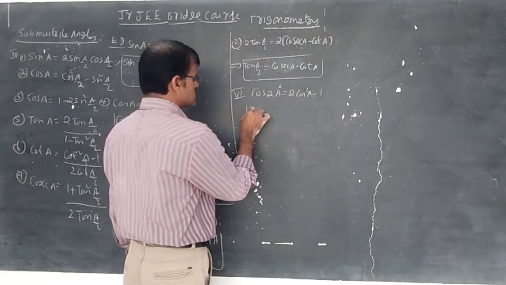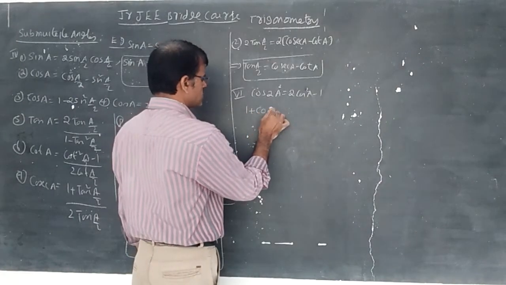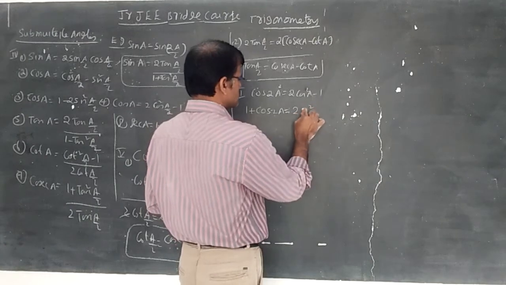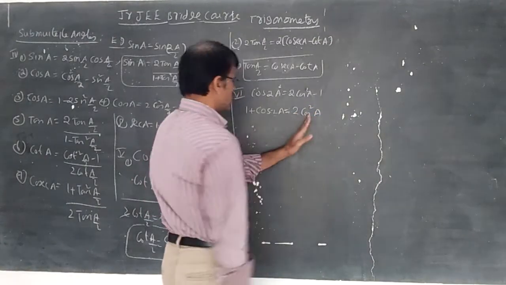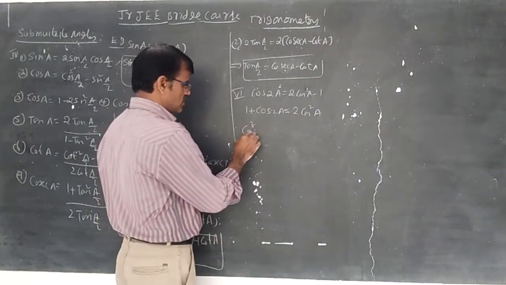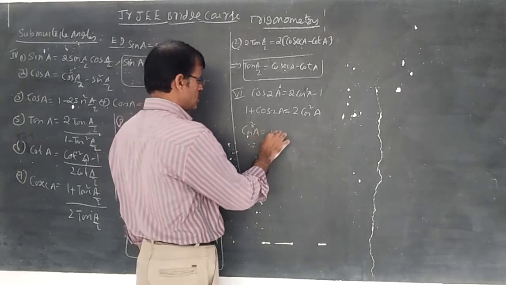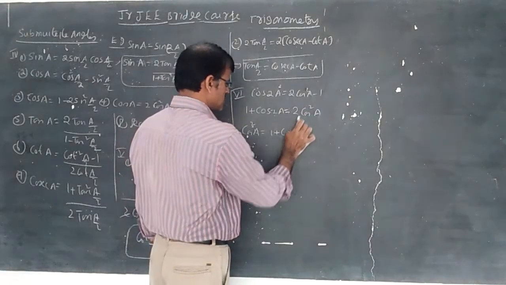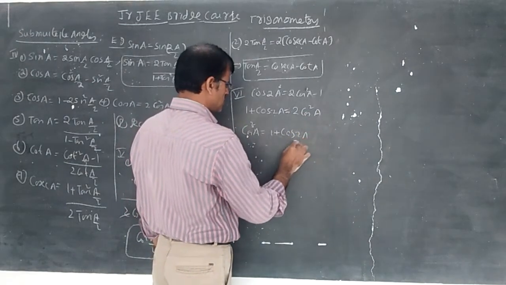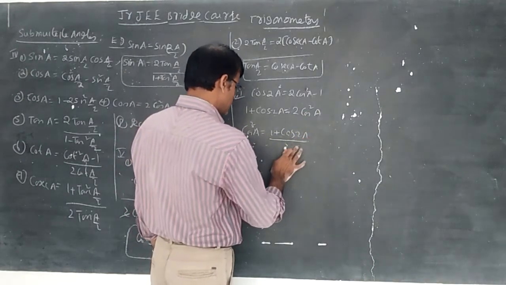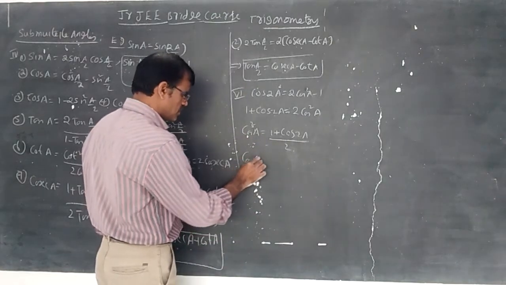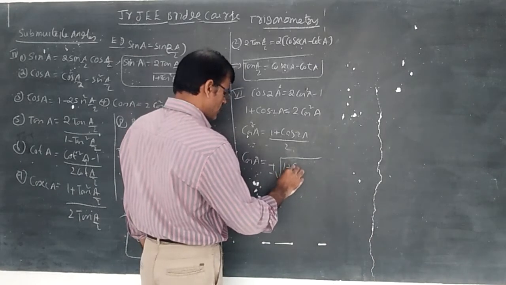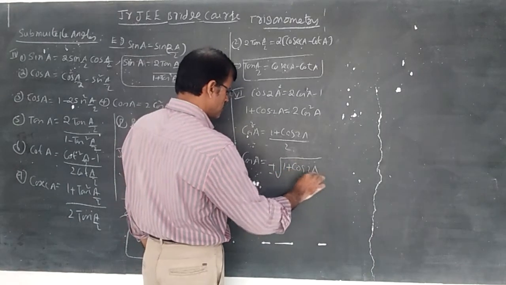You can discuss this one as 1 plus cos 2A minus 1. It becomes 1 plus cos 2A is equal to 2 cos square A. Therefore, cos square A is equal to 1 plus cos 2A whole by 2. Keep aside, it becomes cos A is equal to plus or minus root of 1 plus cos 2A whole by 2.